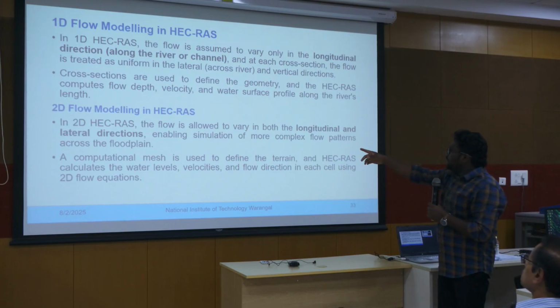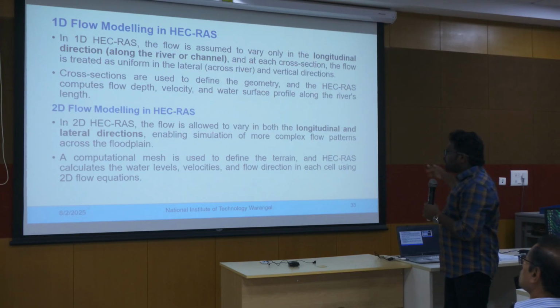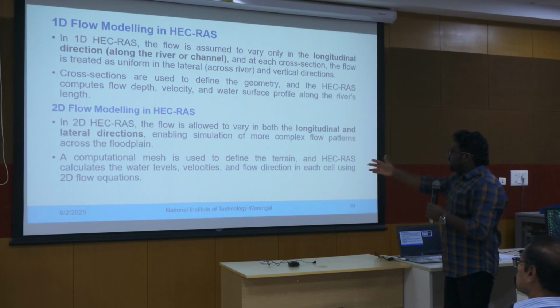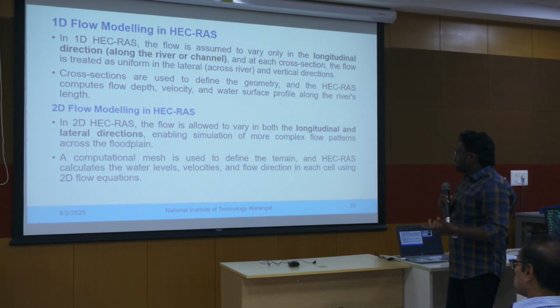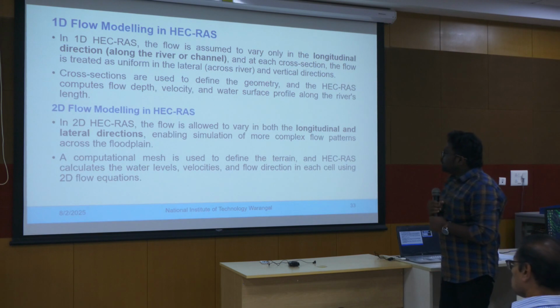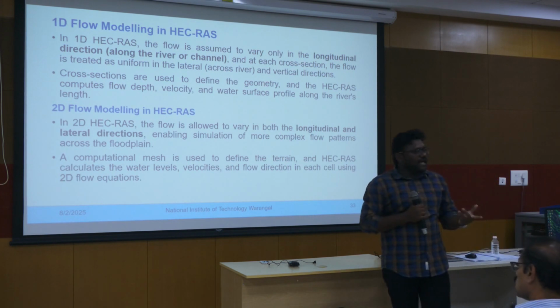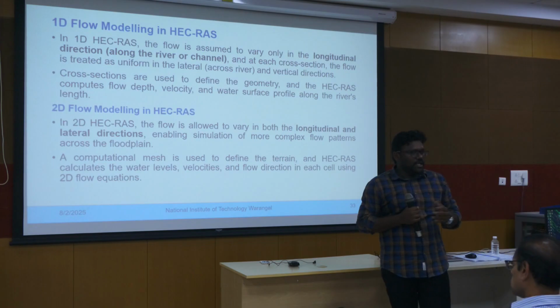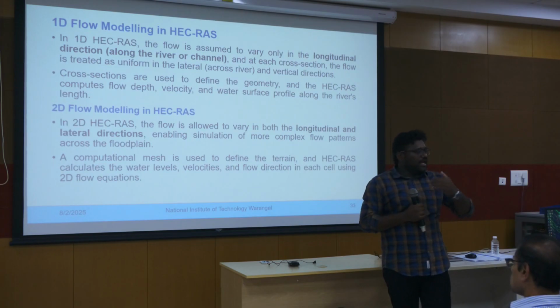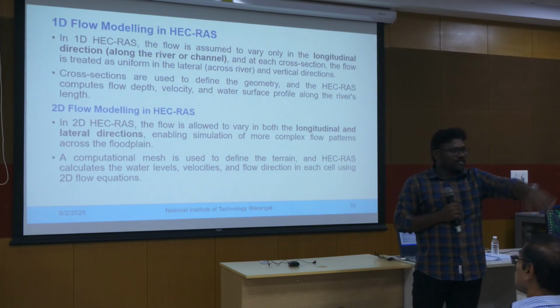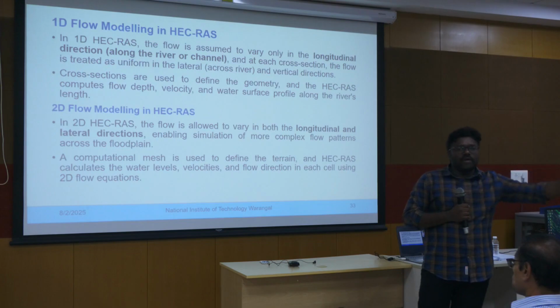And in 2D HEC-RAS, the flow is allowed to vary in both longitudinal and latitudinal directions. This we can do by creating some mesh. I will tell you when to use 1D and when to use 2D. For example, in your case, if you want to focus on how the flow is varying along the direction of the river, then you have to go for only 1D.